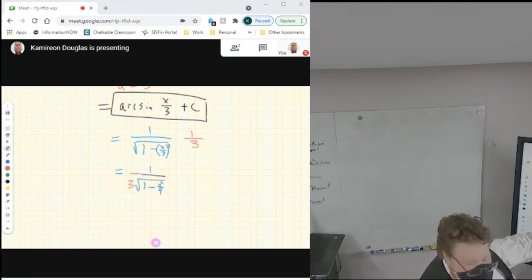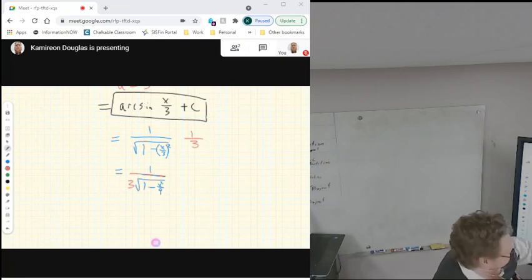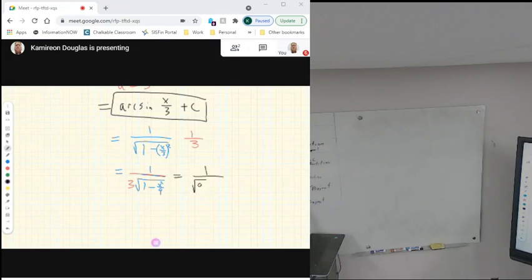The other way to think about this is move the 3 inside and see what happens. If I want to move the 3 inside, I have to make them both the same. So this would become 1 over the square root of 9 times the square root of 1 minus x squared over 9. And then when I distribute that through, this becomes 1 over the square root of 9 minus, and then 9 times 1 over 9 just leaves us with x squared. I forgot to do the chain rule.